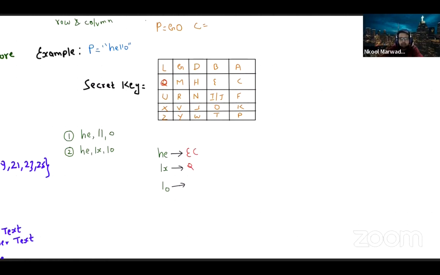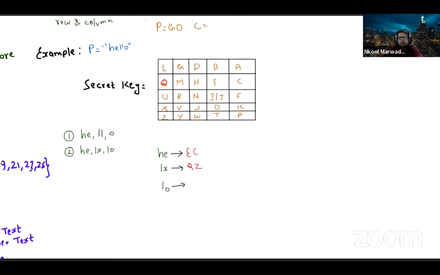And for LO, L and O, we can see that they are in a rectangle, neither the same row nor column. So from O, draw a vertical line, and from L, draw a horizontal line. The intersection is capital B. And that capital B is the cipher for L. So for L, we have capital B as the cipher.